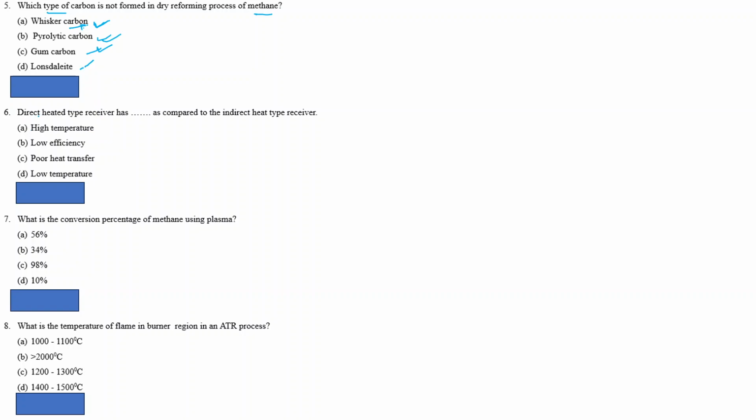Next, sixth. Direct heated type receiver has dash as compared to indirect heat type receiver. High temperature, low efficiency, poor heat transfer, low temperature. Direct heat type receiver means that the direct heat from the solar torch goes to the SMR reactor chamber. This is the SMR reactor chamber.